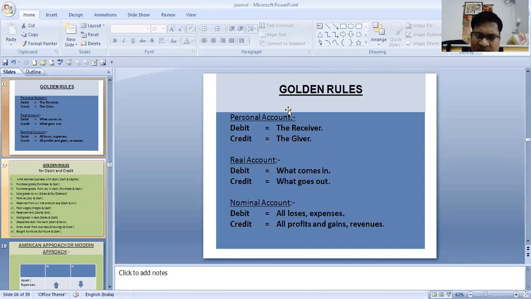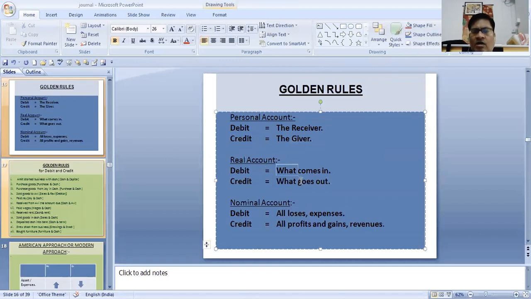One more aspect in this, cash. In the first instance, when we paid Ram, cash is going away from the business. And that is why cash will be credited. And in the second aspect, when Syam is paying us the money, then we are receiving the money, business is receiving the money. So in that aspect, cash will be debited. Cash is real account. It says debit what comes in and credit what goes out.